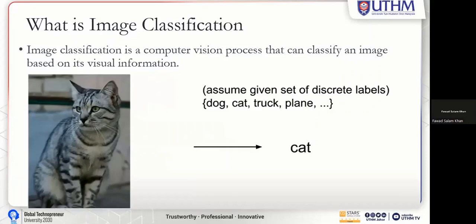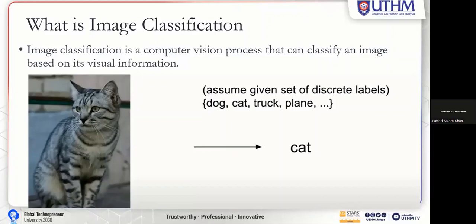Image classification is a computer vision process that classifies an image based on visual information. For example, when you do image classification, your computer receives an input image, which is a cat in this example, and the system is aware of some predetermined set of categories or labels. Some of these might be dog or cat or truck, with some fixed set of category labels. So the job of the computer is to look at the picture and assign it one of the fixed labels.